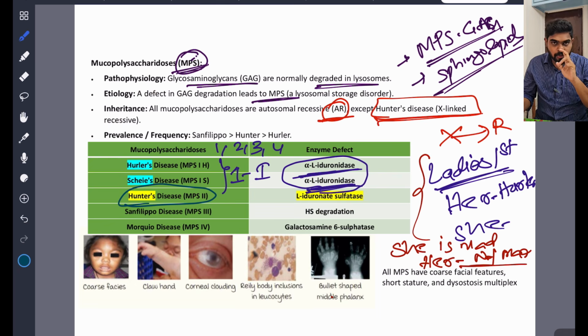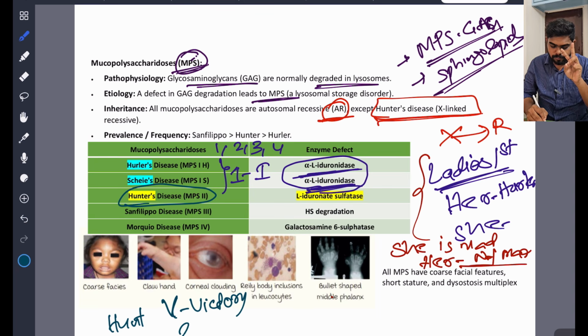Hunter. You should know a hunter who is going into the wild forest to catch wild animals. He has a gun and arrows to catch animals. This is a very important thing, because the hunter is always trying for his victory. V for victory, it is 2. So Hunter is MPS 2.